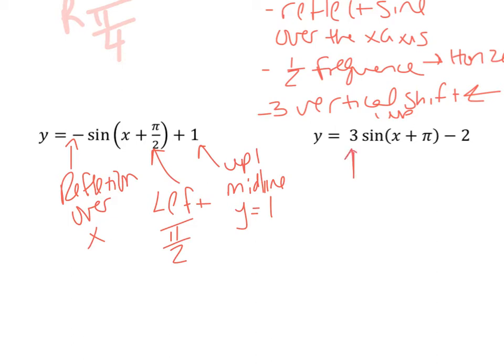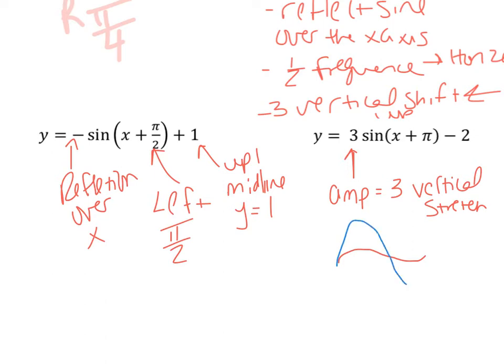This one here, that's your amplitude of 3. That's allowing the graph to do a vertical stretch. Because what's happening with the sine curve, it's going like this, and now the amplitude's 3, so it's going to start to get taller.